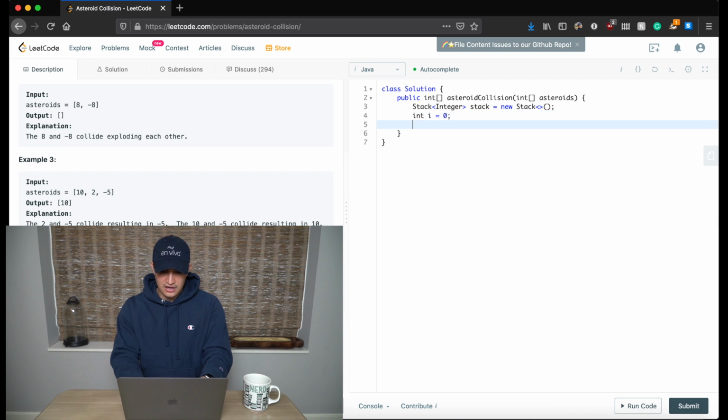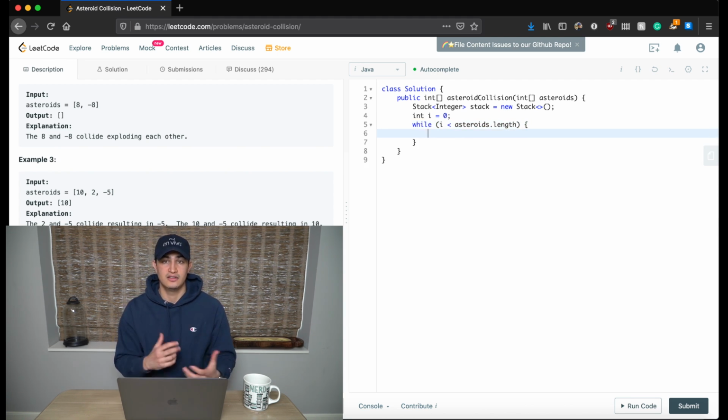So I'm going to say integer i equals 0, and I'm just going to use a while loop personally to go through all our asteroids. So while i is less than asteroids.length, we have to basically try and simulate these different collisions. So the first thing we said is if we see a positive asteroid, or an asteroid that's moving to the right, we just want to throw it into our stack. So let's get that case down.